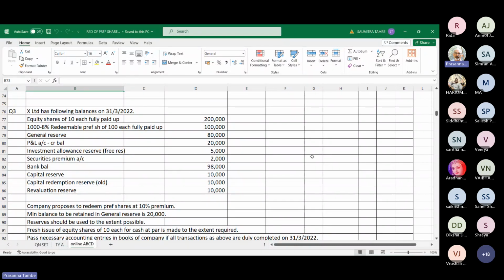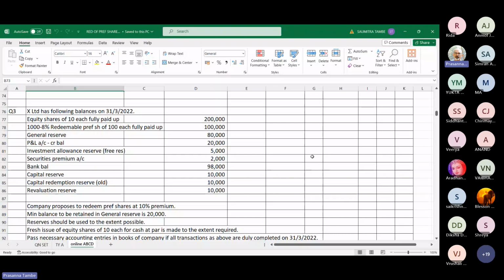Can we use securities premium account? No. Is it a free reserve? It's not a free reserve. We can't use securities premium. Can we use capital reserve? No, that is also not possible. What about old CRR? Can it be used? No, we cannot use that also.